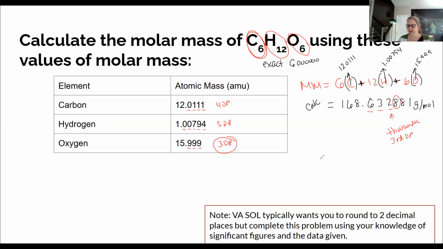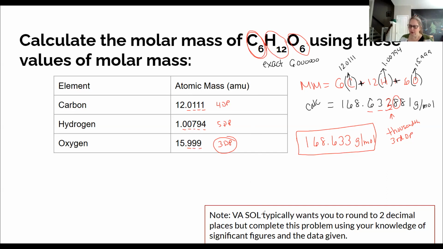I look next, it's an 8, so I'm going to round up. I could either round it down to the 2, but that 8 tells me I'm going to round up. So my molar mass is 168.633. That is what we had to do in the problem based on the rule of sig figs.